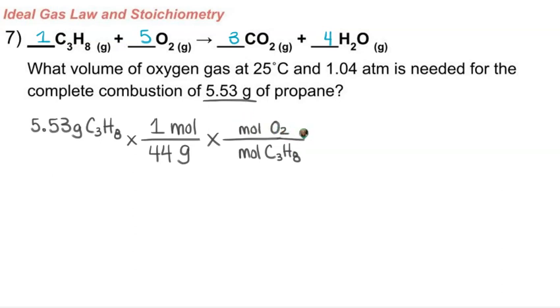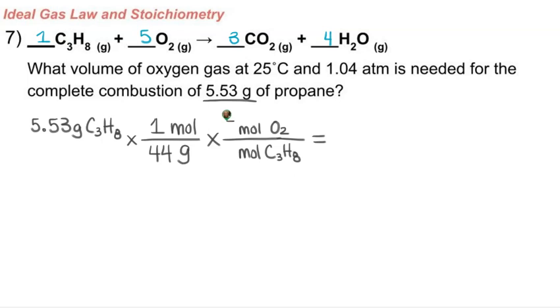And this is where we have to stop. We cannot use 22.4 here because our gas is not at STP. So once we solve for our moles of O2, then we'll have to use the ideal gas law, PV equals nRT, to solve for our volume of oxygen. Since we are not at STP, we're at 25 degrees Celsius and 1.04 atm. So let's finish this setup.